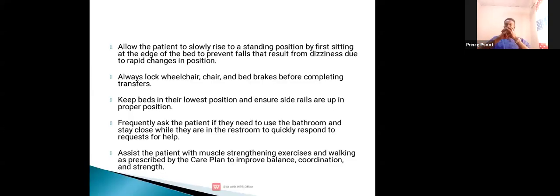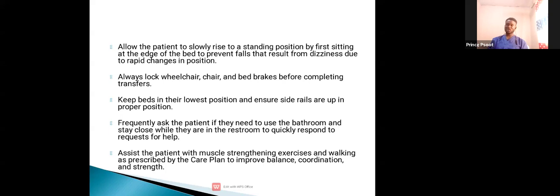Use the standing position by first sitting at the edge of the bed to prevent falls that result from dizziness due to a rapid change in position. Always lock wheelchairs, the chair, and the bed brakes before completing transfers. Keep the bed in the lowest position possible and ensure side rails are up in proper position.